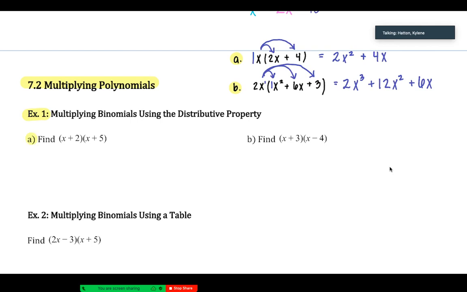Okay, so for A, find x plus 2 times x plus 5. It looks similar to the first 2 examples that we did, but it's weird because now we have multiple terms in the first parentheses instead of just one term that we're multiplying in. But we're still going to use the distributive property here. So what we're going to do is take the first term in the first parentheses, x, and distribute that by the second parentheses. So that's going to be x times x plus 5.